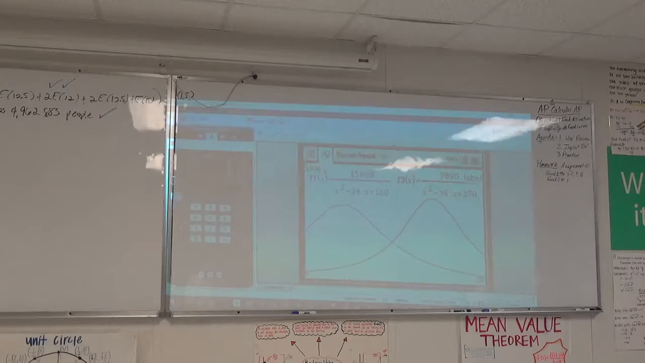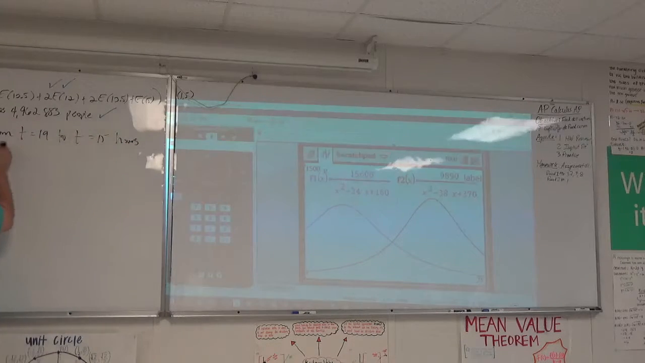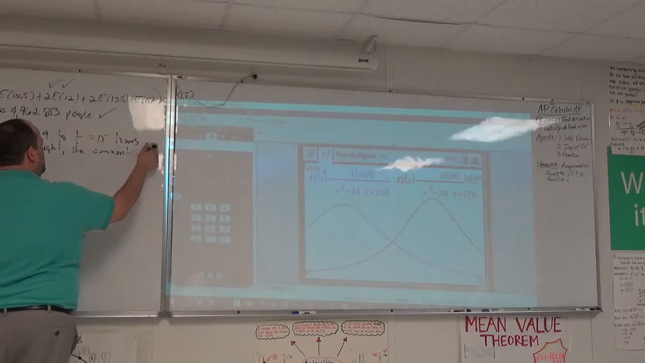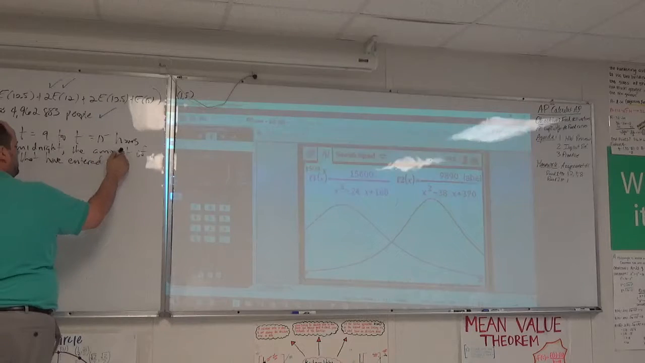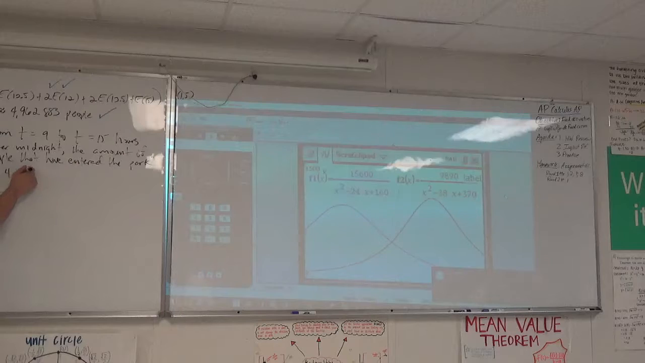And Ailey, how are you feeling about your explanation for what this means? From t equals 9 to t equals 15 hours after midnight. You put 19 instead of 9. 9, thank you. The amount of people that have entered the park. Is that number right?